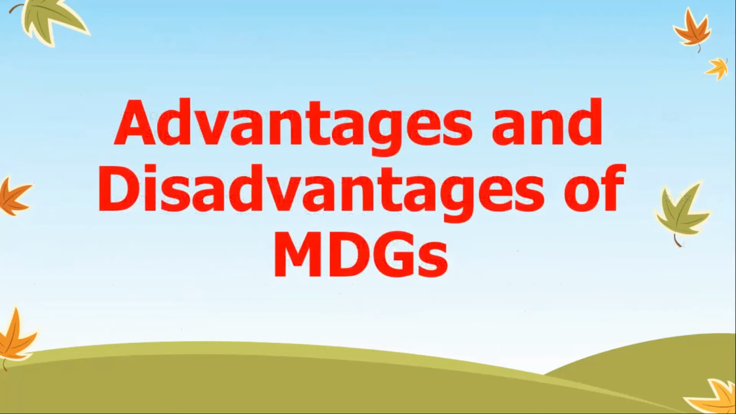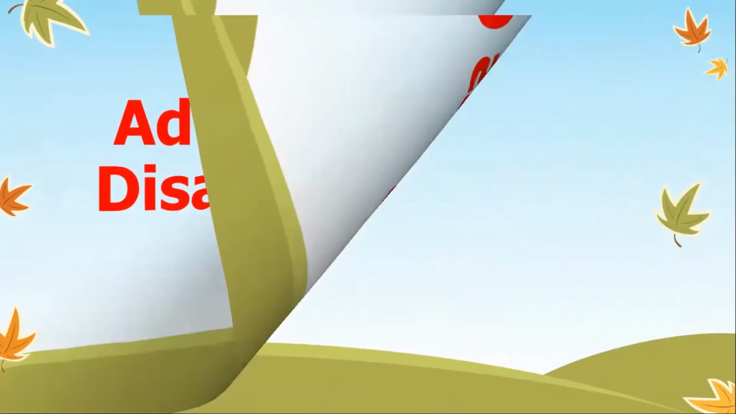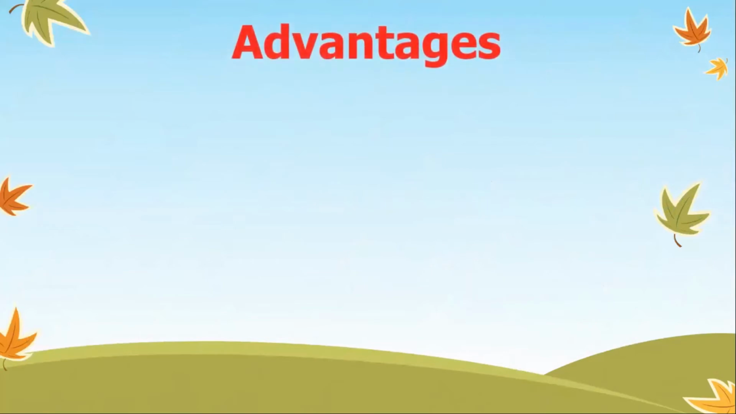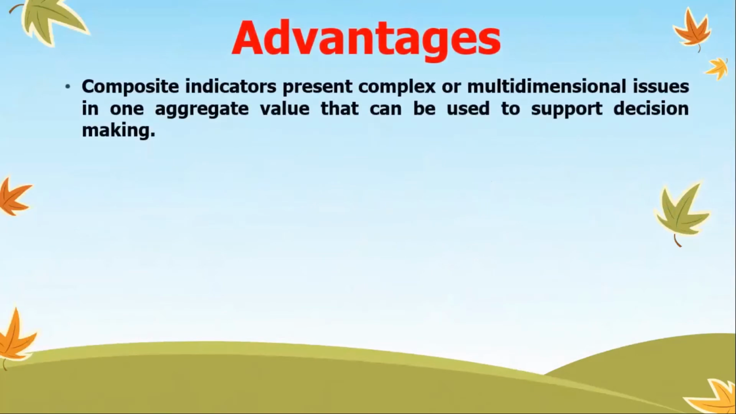So now, let's go on to the advantages and disadvantages of the Millennium Development Goals. First, let's talk about the advantages. First, composite indicators present complex or multidimensional issues in one aggregate value that can be used to support decision making. So the MDGs have composite indicators or targets to support decision making.